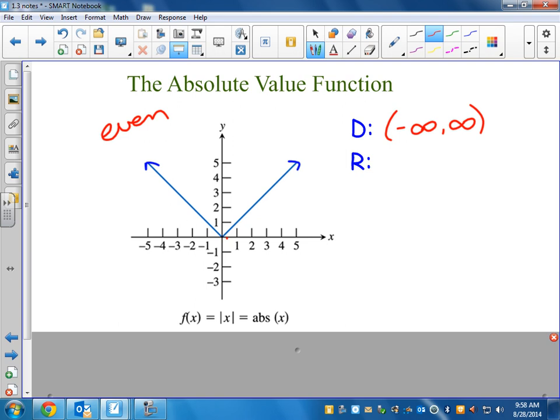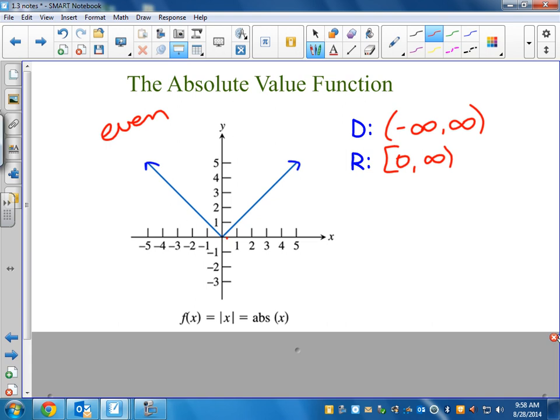Every positive number, every negative number. I was actually thinking of range. And the range on this would be 0 to infinity. Again, if they threw other stuff out here, then the range is going to change. But for the basic one, you can't get a negative number when you take an absolute value. That's why it's all positive.